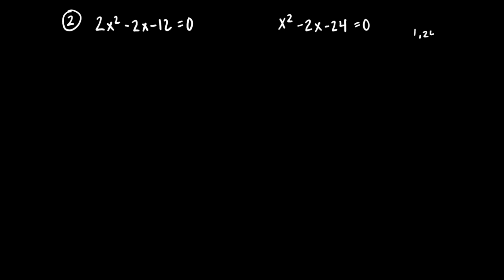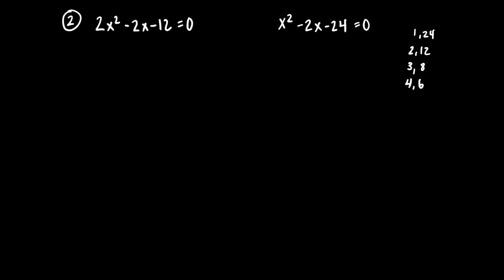So that's 1 and 24, 2 and 12, 3 and 8, 4 and 6. 5 is not a factor, 6 we already got, 7 is not a factor, 8 we already have, 9, 10, and 11 are not factors, 12 is a factor. That's it. Those are all the factors that go into 24. So we're looking for a pair here that's separated by 2. So 4 and 6 should work here.